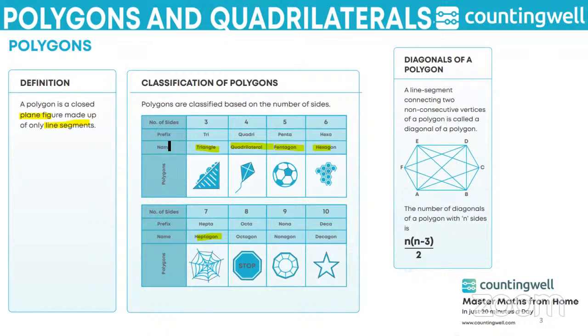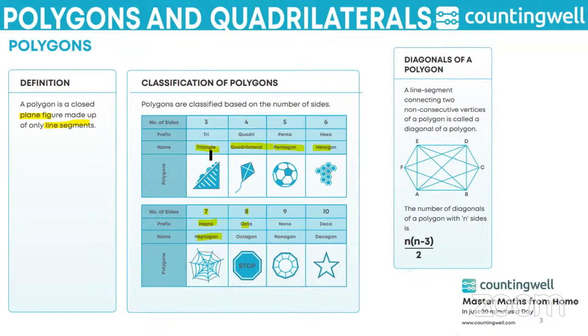So whenever we are using the prefix tri, it stands for the number of sides 3. For quadri, it stands for number of sides 4. For penta, number of sides 5. So a plane figure having 6 sides has prefix hexa. A plane figure having 7 sides has prefix hepta. 8 octa, nona for 9, and deca for 10.